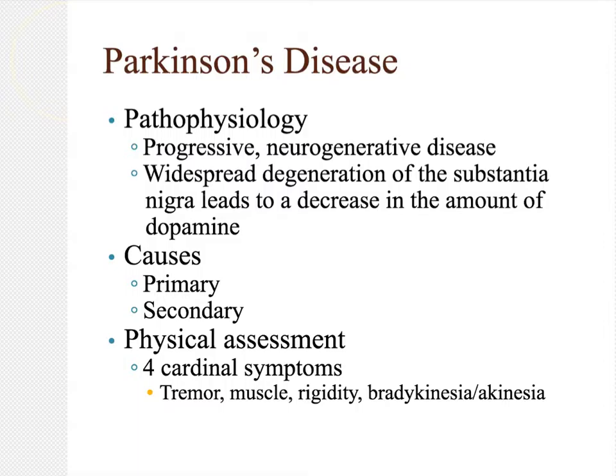Few cases suggest a hereditary pattern. So there is a primary or idiopathic Parkinson's disease. That means we don't know what causes it. Secondary Parkinson's is a drug or chemical related Parkinson's, typically caused by dopamine depleting drugs such as reserpine, phenothiazine, metoclopramide. You don't have to know these meds, but just know that it can be secondary to a certain amount of medications that cause the decrease in the amount of dopamine leading to Parkinson's disease.